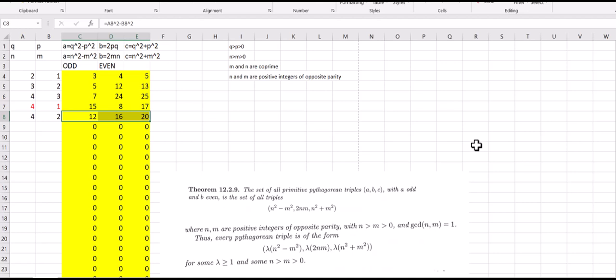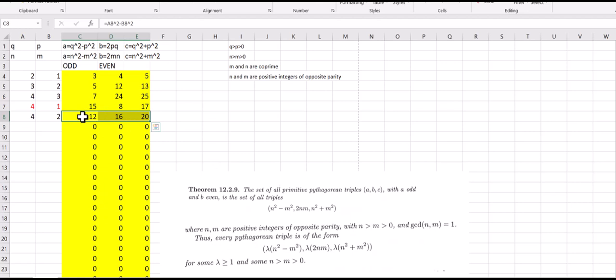But this is not a primitive Pythagorean triple. Because for it to be a primitive Pythagorean triple, the GCD of A, B, and C must be 1. And in the case of 12, 16, and 20, the greatest common divisor is 4. 12 could be divided by 4, 16 could be divided by 4, and 20 could be divided by 4. So their GCD is not 1. That's why this is not a primitive Pythagorean triple. If you want a primitive Pythagorean triple, you must strictly follow the conditions set forth in this theorem.